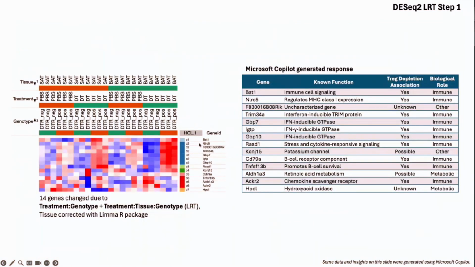And I checked if these genes are actually involved in the processes that are described in the paper, and this is what I received after asking Microsoft Copilot, and it looks like most of them are involved in Treg depletion, and even some of them are described in the paper that I used as an example.